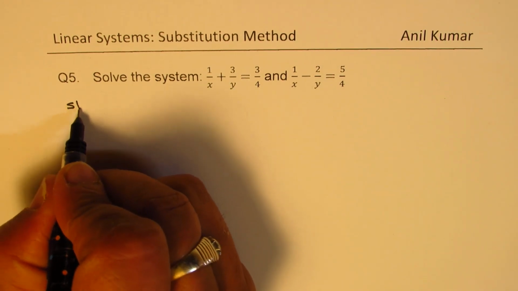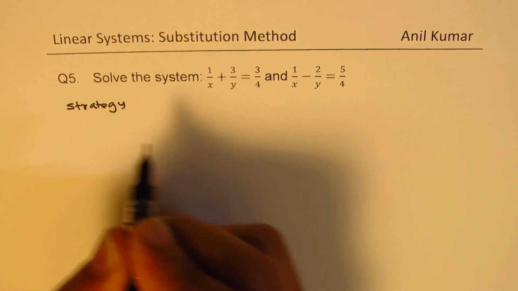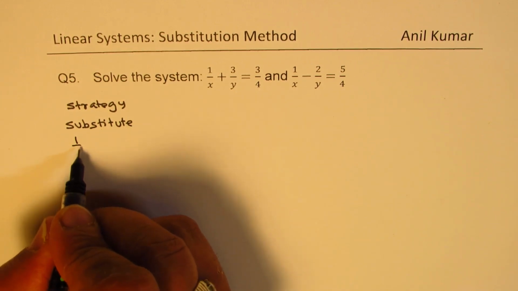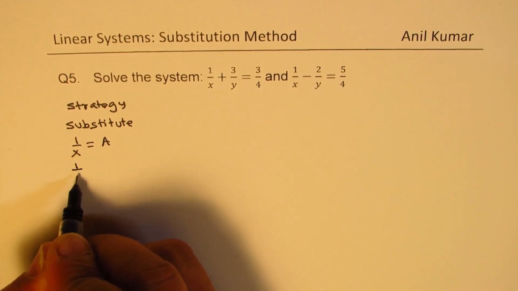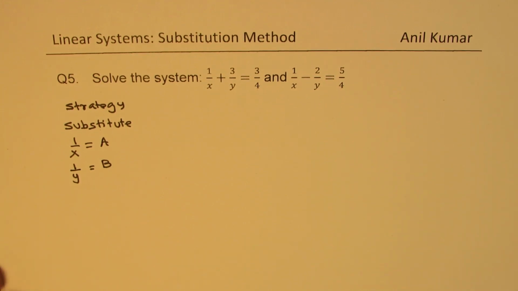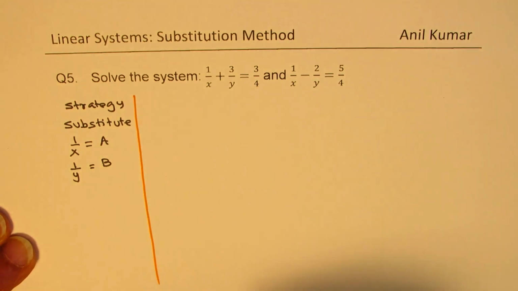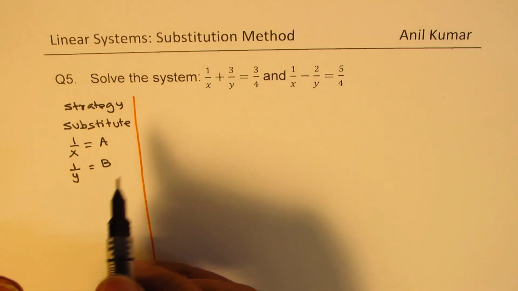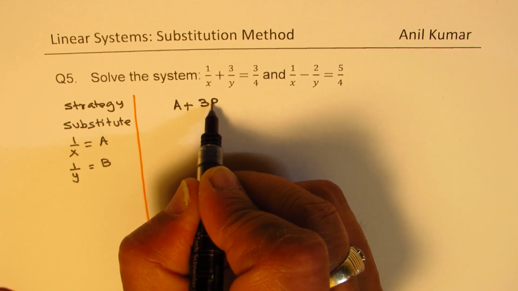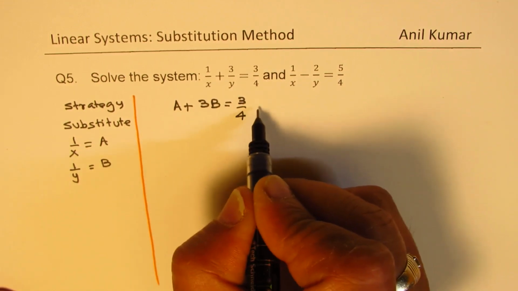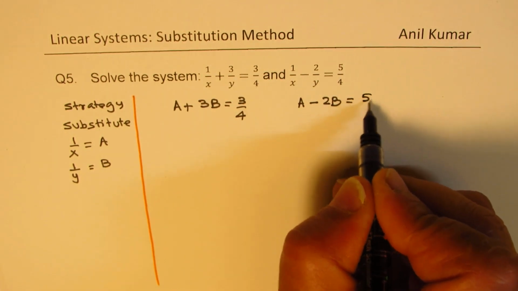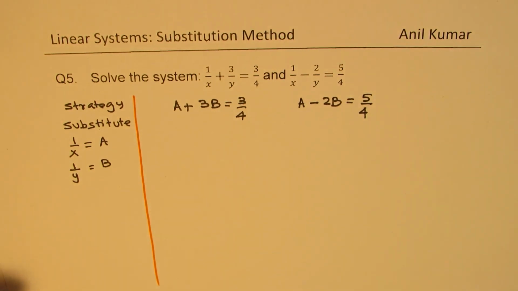The strategy here is very important to understand. So the strategy is we do a substitution right in the beginning. We will substitute 1 over x as a and 1 over y as b and rewrite our equations. Is that clear to you? So that is the substitution which we have made. If I do that substitution, 1 over x is a, so I get the first equation as a plus 3b equals 3 over 4, since 1 over y is b. The second equation is a minus 2b equals 5 over 4. Is that clear to you?